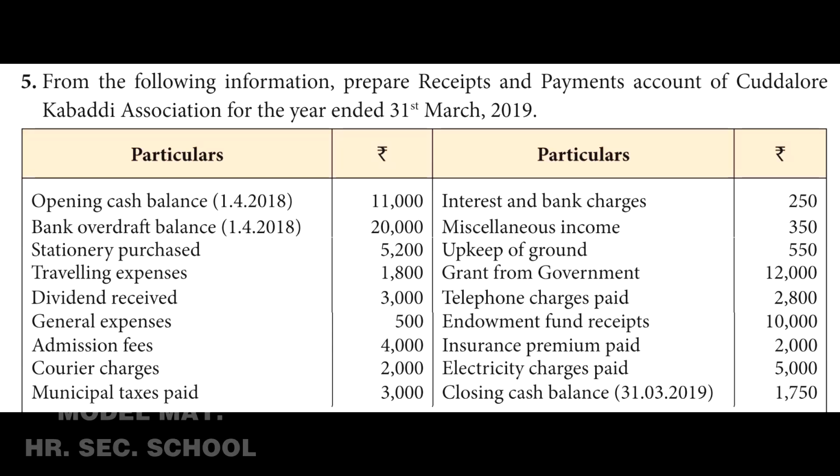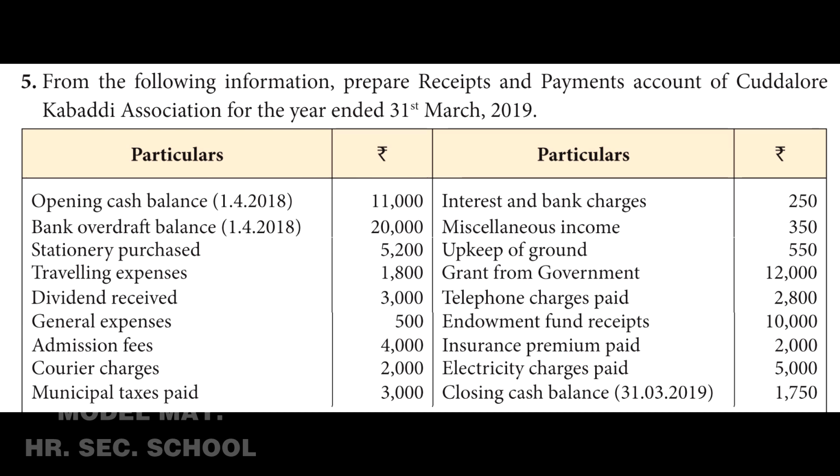From the following information, prepare receipts and payments account of Kadalur Kabaddi Association for the year ended 31st March 2019. Opening cash balance 1/4/2018 11,000. Bank overdraft balance 1/4/2018 20,000. Stationery purchased 5,200. Travelling expenses 1,800. Dividend received 3,000. General expenses 500. Admission fees 4,000. Courier charges 2,000.